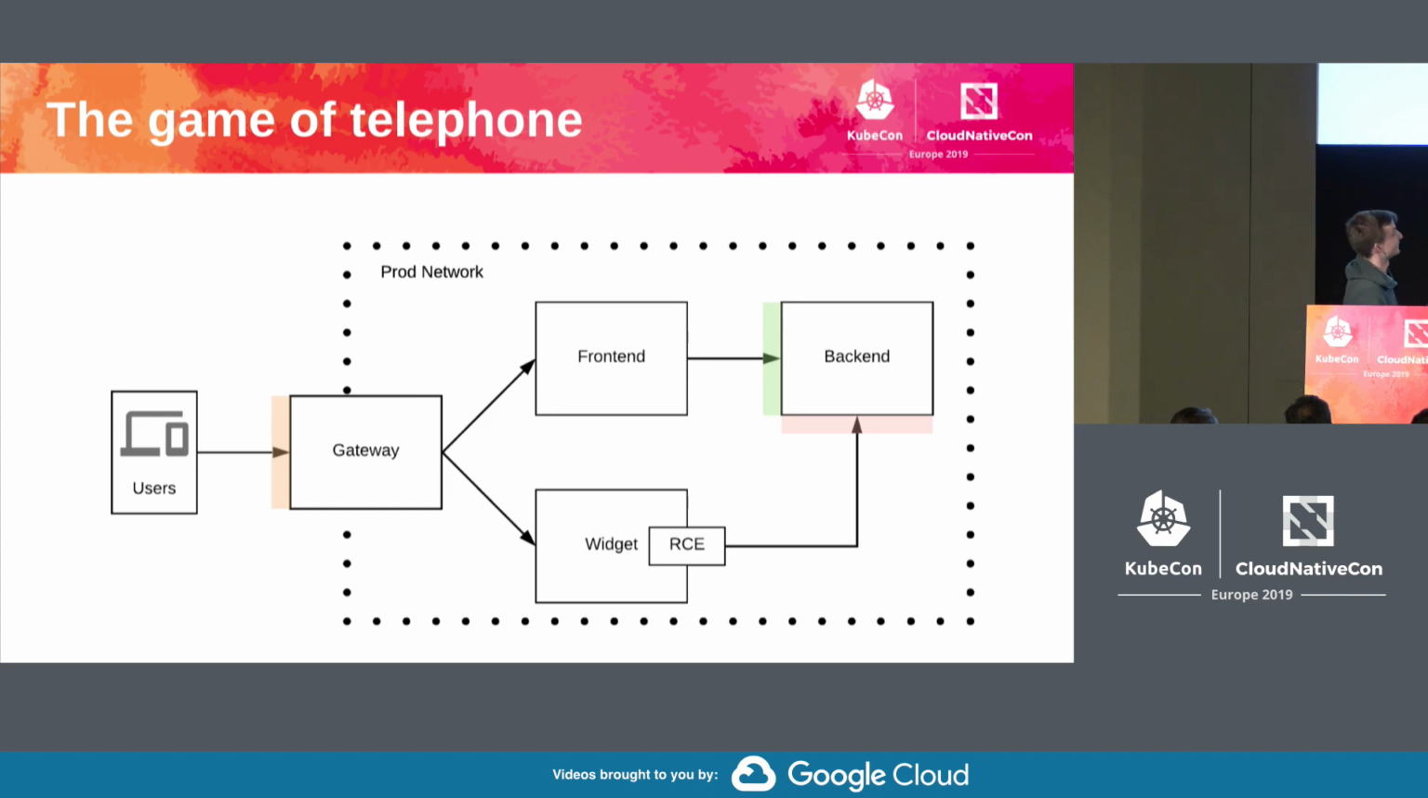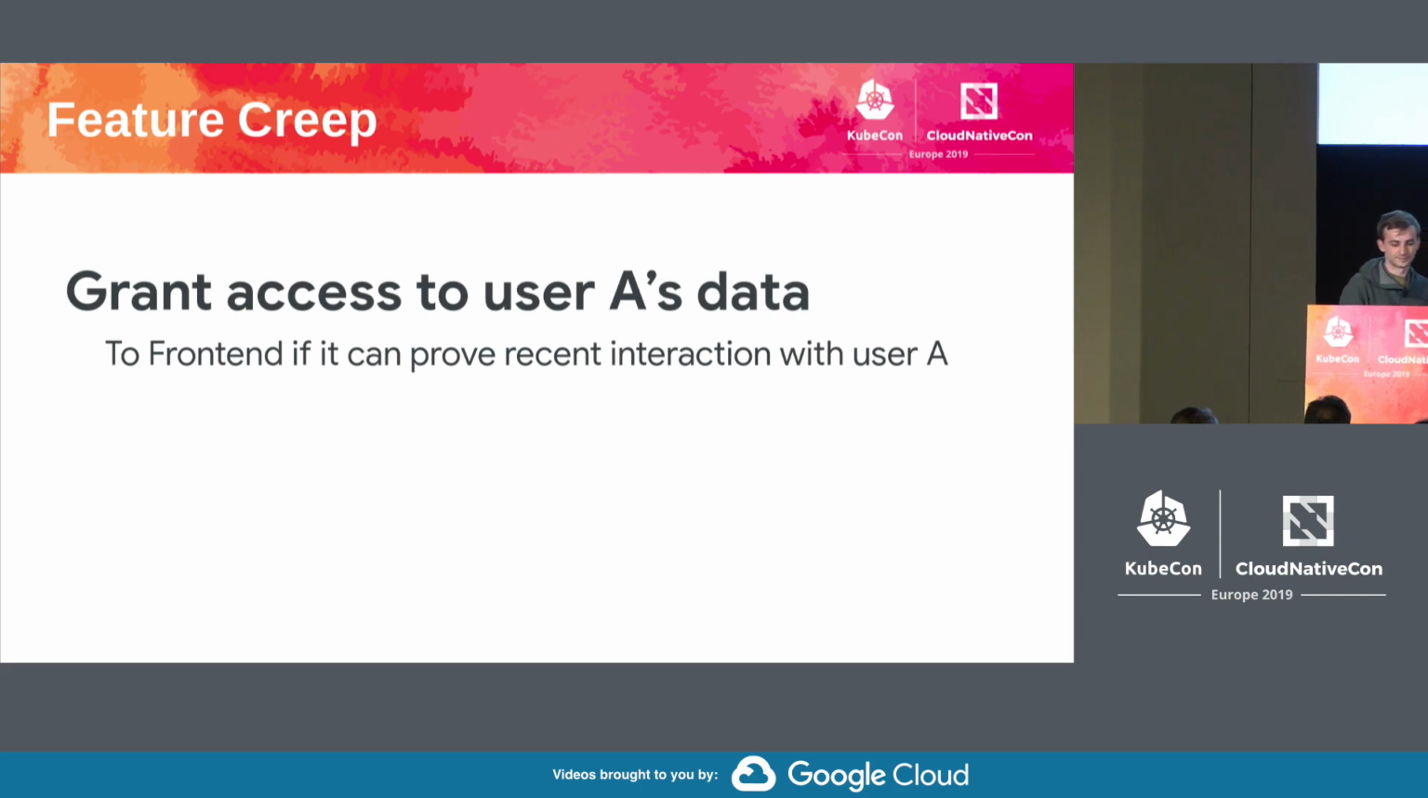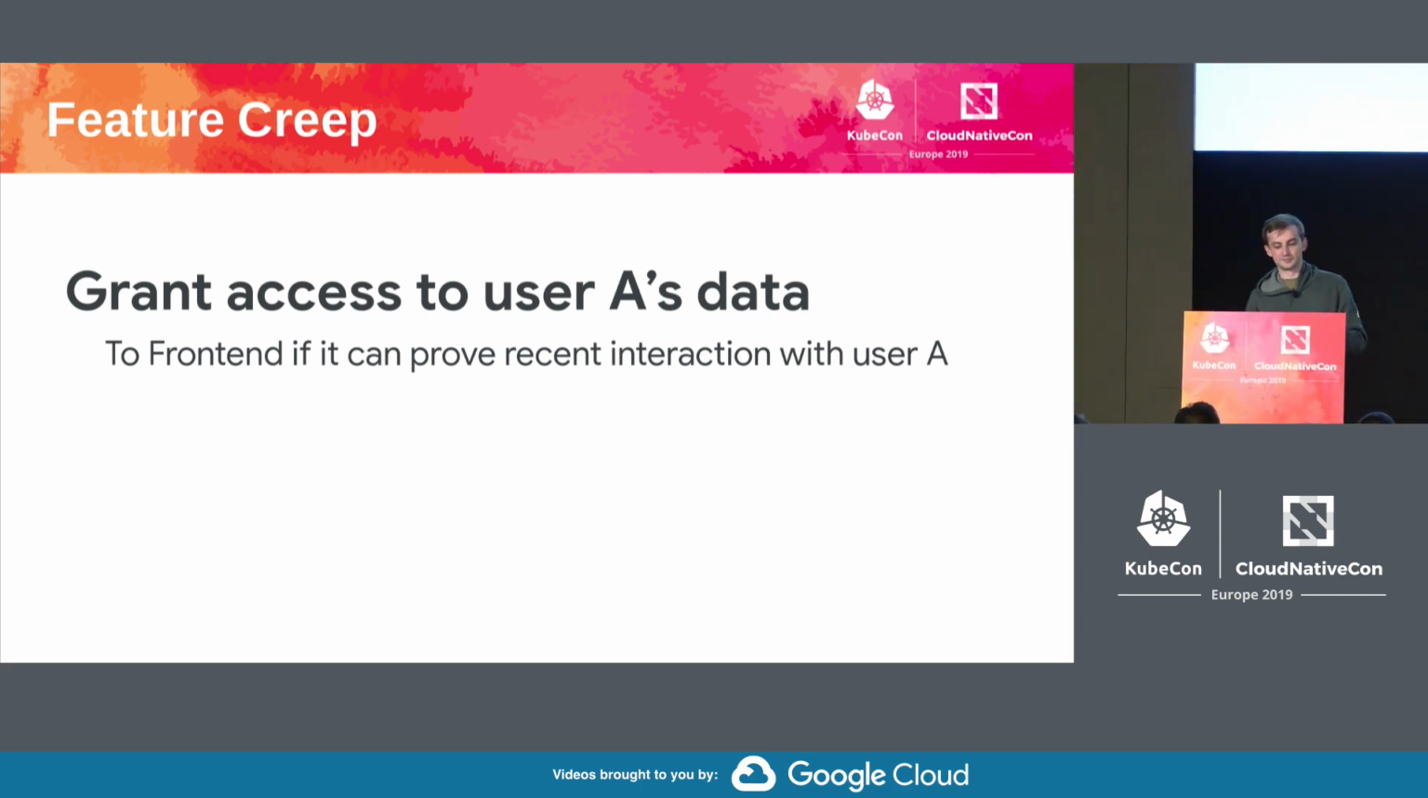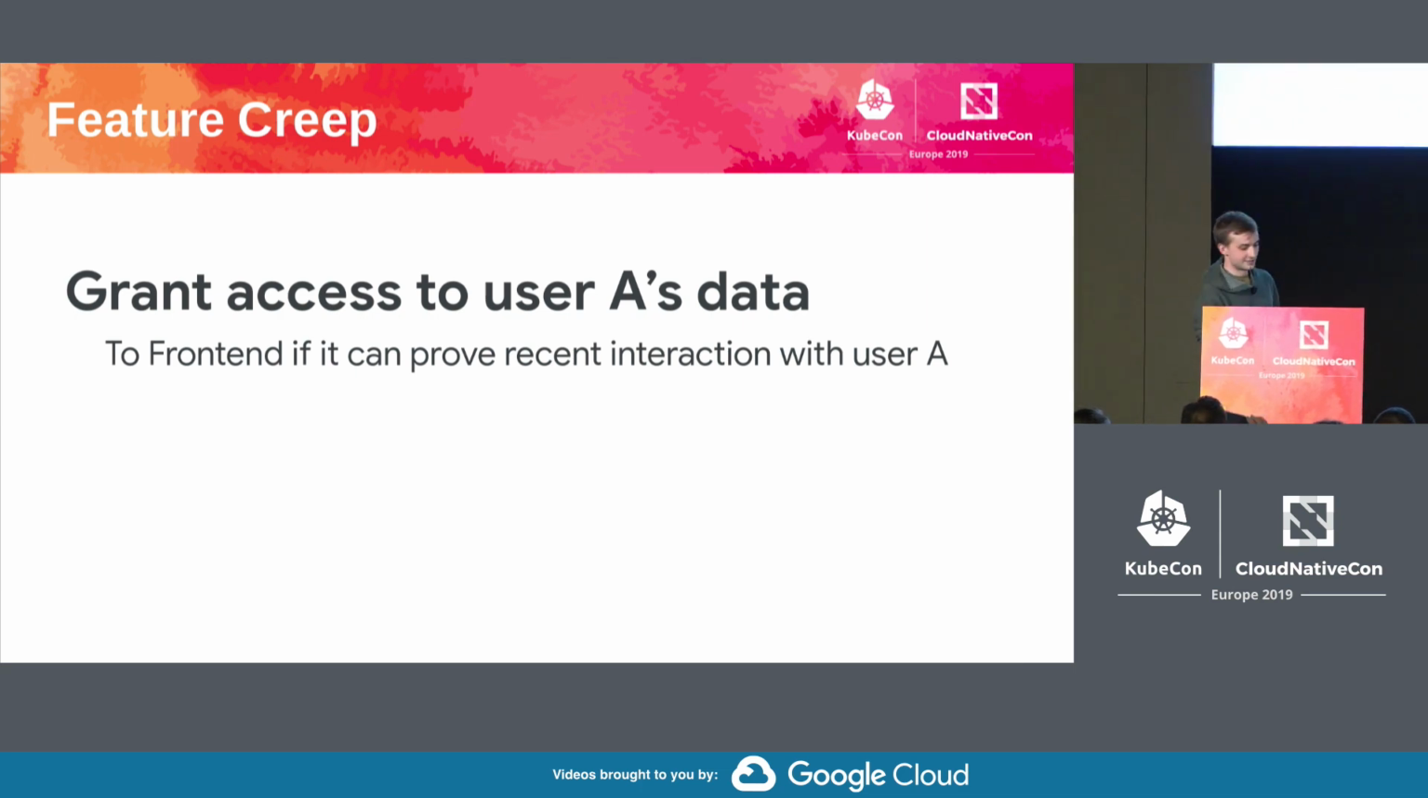I want to dig into that final authorization policy that we had in the last slide and rephrase it a little bit. So a rephrasing of that is: with proof of recent interaction with user A, the front end can access user A's data. So we've created an explicit requirement that the access to user A's data is always on behalf of user A.